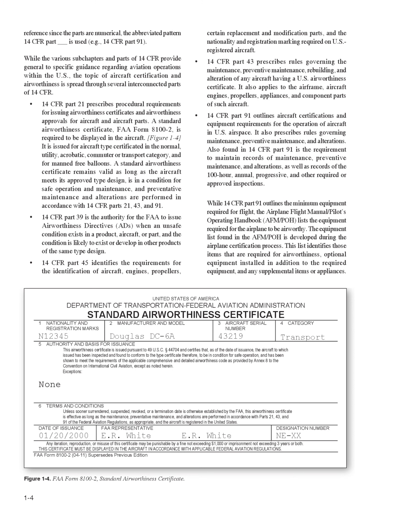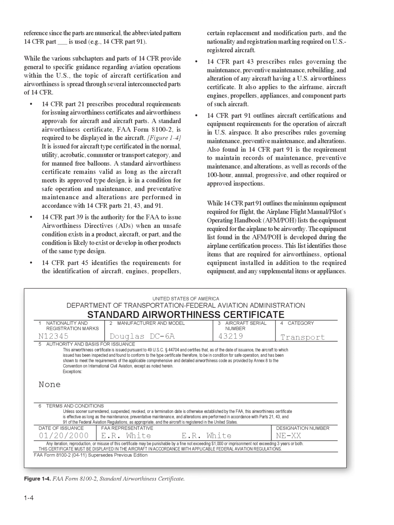A standard airworthiness certificate remains valid as long as the aircraft meets its approved type design, is in a condition for safe operation, and maintenance, preventative maintenance, and alterations are performed in accordance with 14 CFR Parts 21, 43, and 91. 14 CFR Part 39 is the authority for the FAA to issue airworthiness directives, ADs, when an unsafe condition exists in a product, aircraft, or part, and the condition is likely to exist or develop in other products of the same type design.